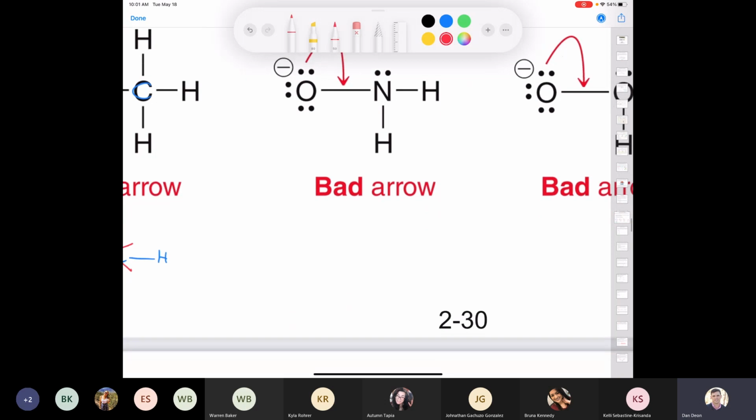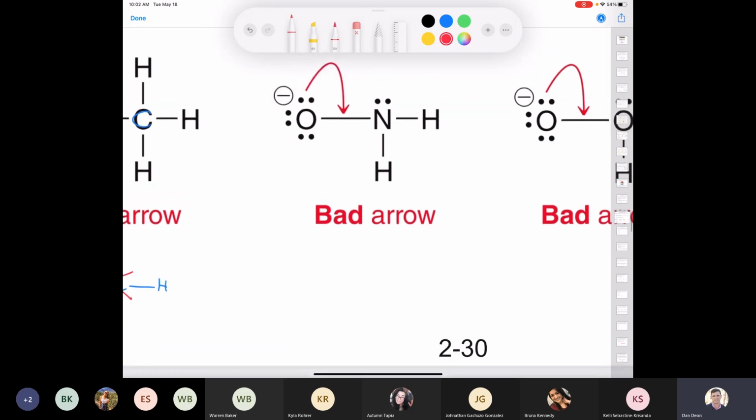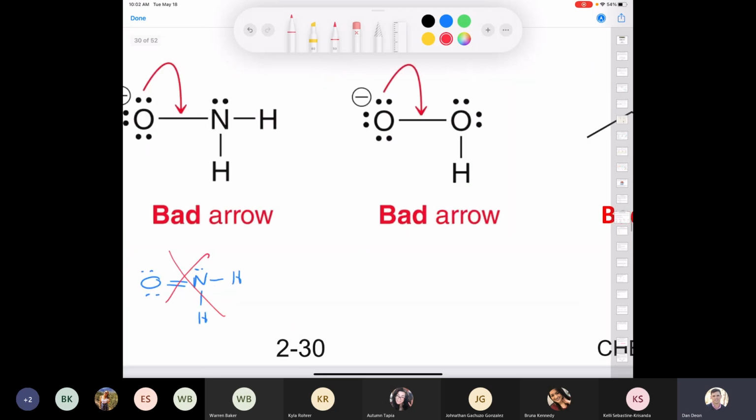Should I draw these? I don't know. They just feel wrong. I don't like drawing things that are wrong in front of my students. Maybe it's a teaching moment. I'll draw one more just to show you again. If you were to draw the result of this arrow, you'd end up with this. Now you have a nitrogen surrounded by 10 electrons. That is just plain old wrong.